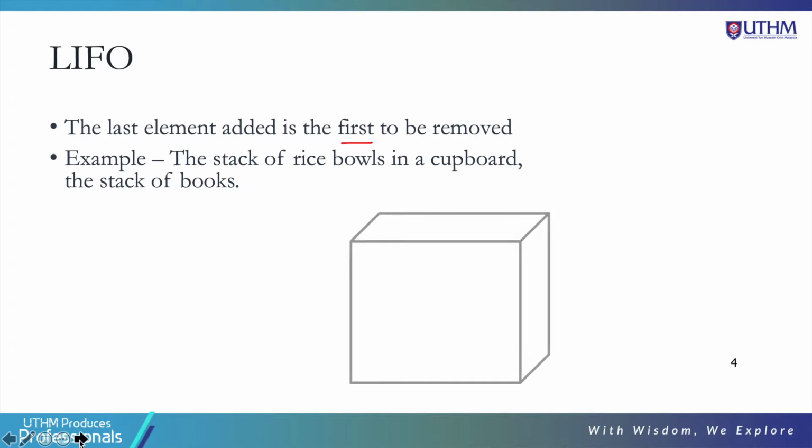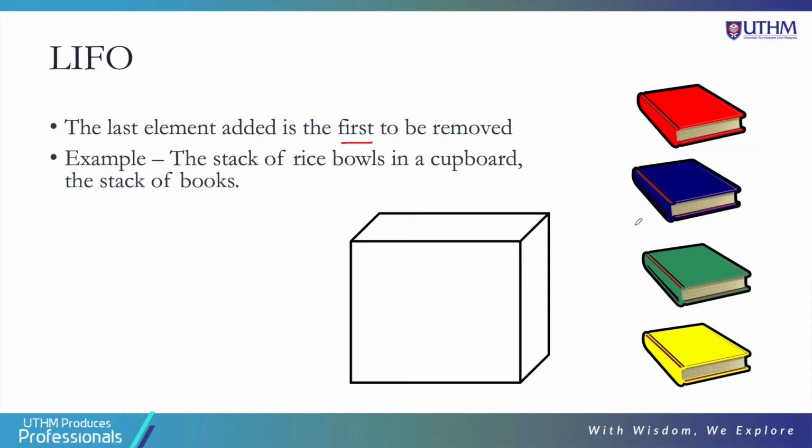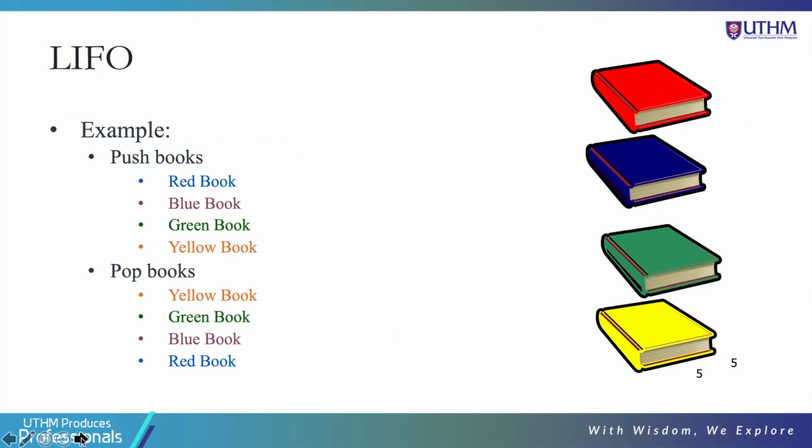Let's take a look at this example. Let's say we have a box here. Okay, we want to add a number of books inside this box. Let's say we have 4 books here. Previously I mentioned two operations of stack. Push, which is to insert, okay, and then pop, which is to remove.